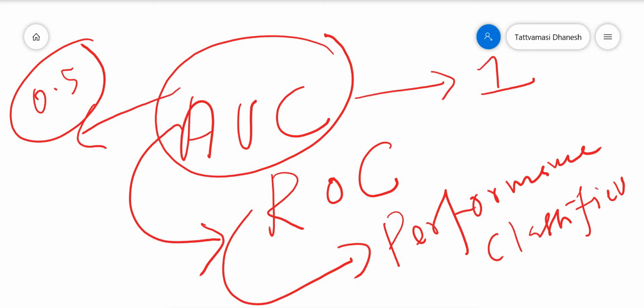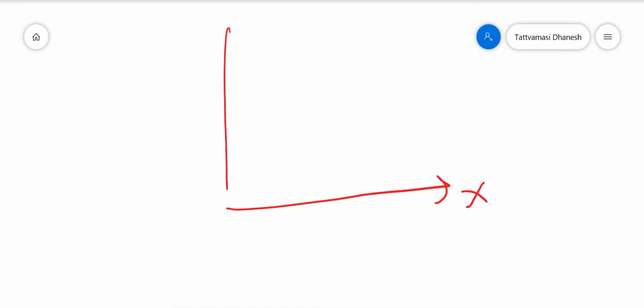Now I will get into the details of this ROC curve, how we can draw this ROC curve, and what are all the important aspects related to the ROC curve. So ROC curve, as I told, it's a graph. Graph means we have the x-axis and the y-axis. What we will take along the x-axis and what we will take along the y-axis, that's really important.